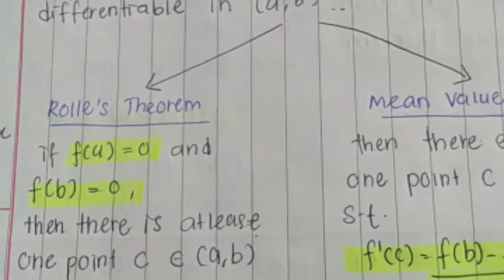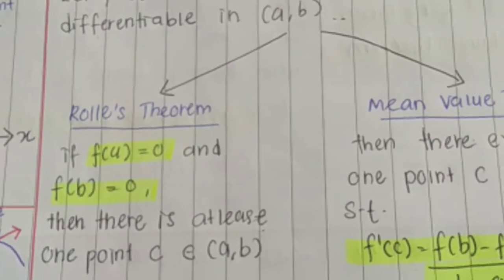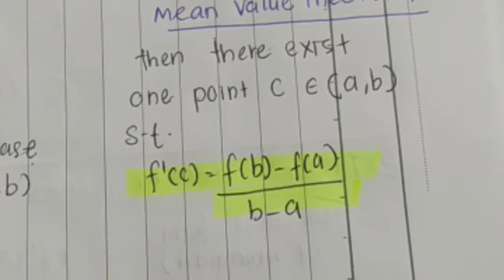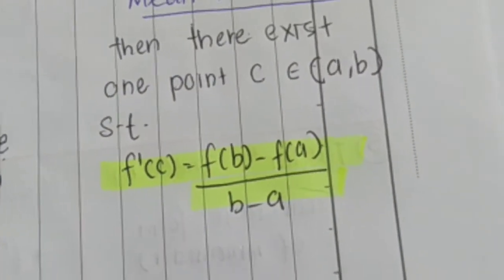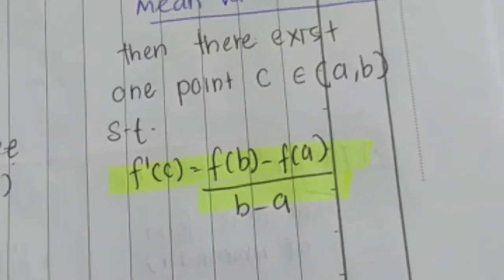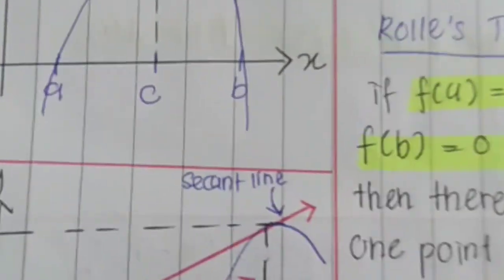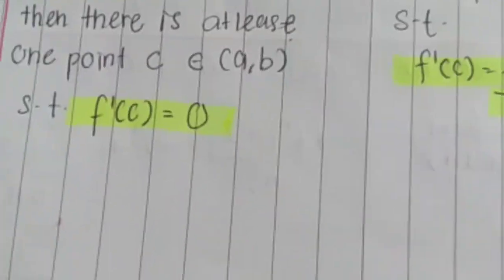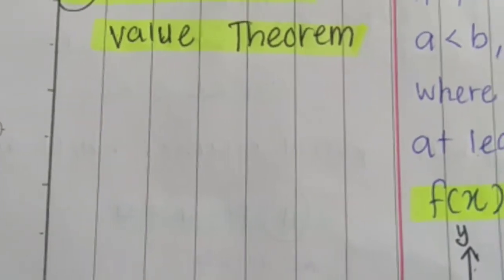Let f be a continuous function in the closed interval [a, b] and differentiable in the open interval (a, b). Then there exists at least one point c in (a, b), such that f prime of c equals f(b) minus f(a) over b minus a, which refers to the gradient of the secant line of the graph. Alright, so that is the comparison between Rolle's theorem and the mean value theorem. So next we have the intermediate value theorem.